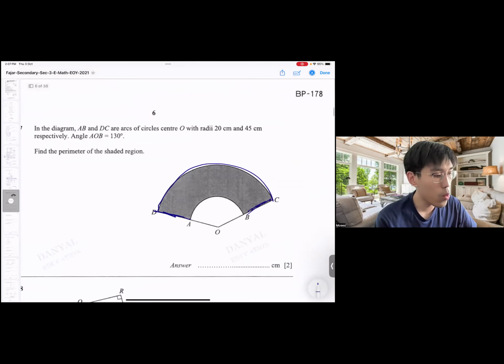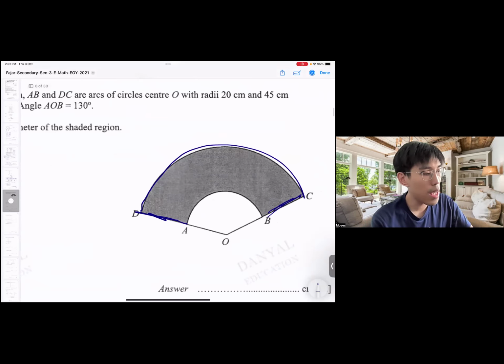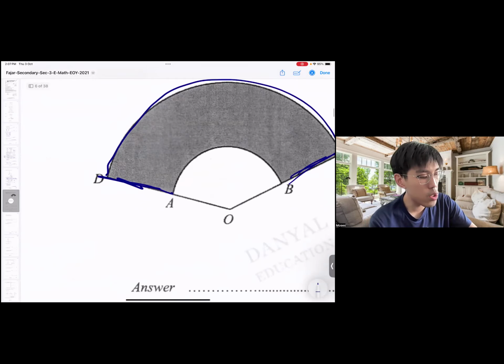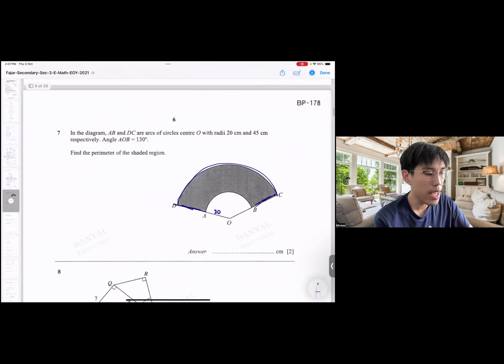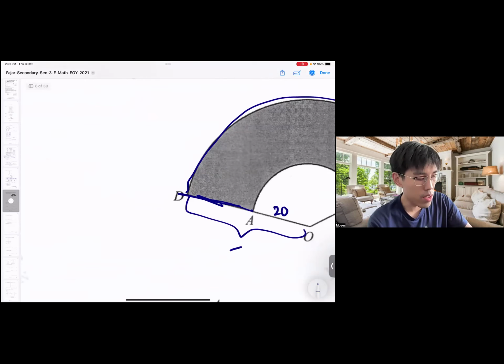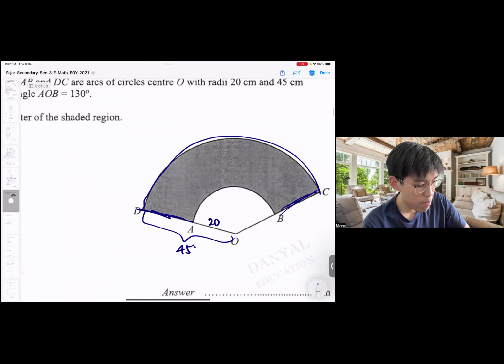What's going on? So we have radii 20 and 45 respectively for AB and DC. So basically this is 20, and DC, the whole thing, is 45. That means the whole thing here is 45. Very important, must take note. Angle AOB is 130. So you write it inside first. Find the perimeter of the shaded region.